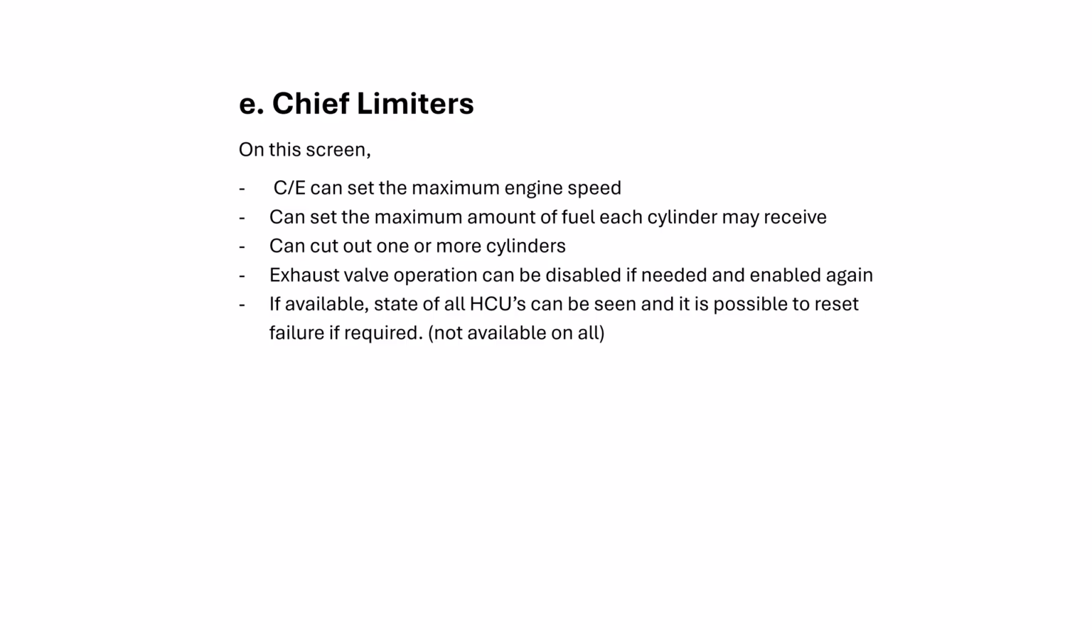On this screen, the chief engineer can set the maximum engine speed. That means only so much fuel will go to a particular cylinder. Because the chief engineer sets it, you call it the chief limiter. You can set the maximum amount of fuel each cylinder may receive. You can cut out one or more cylinders. How? Make the chief limiter zero, and no fuel goes. Exhaust valve operation can be disabled on the screen, and I'll show you now, enabled again if needed. The available state of all HCUs can be seen, and it is possible to reset failures if required. The status of SU is not available on some versions, depending on what software version is fitted on your ship.